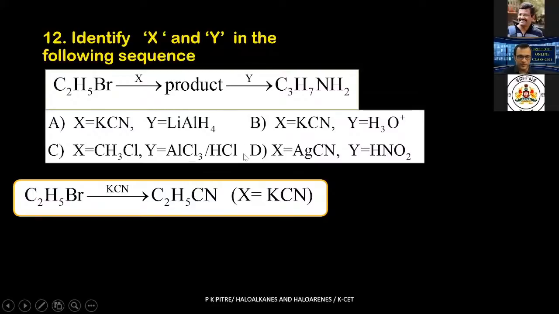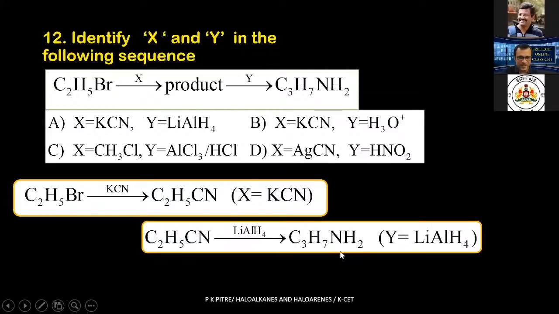Okay, you have to reduce it. And the reducing agent that you have been introduced to in your textbook is lithium aluminum hydride. Let us see whether this happens or not. Of course it happens. Two hydrogens are added to this carbon atom, two towards the nitrogen atom, and what are you going to get? You are going to get propylamine, the expected product.